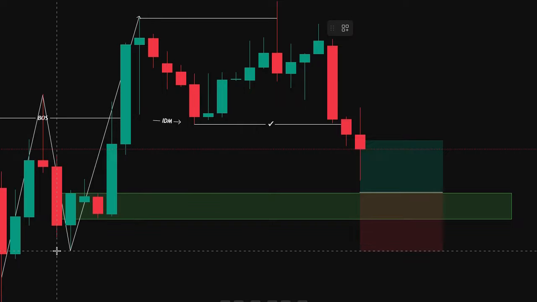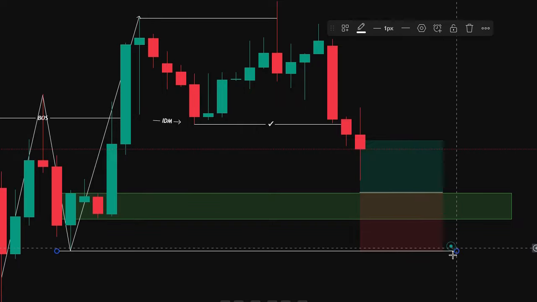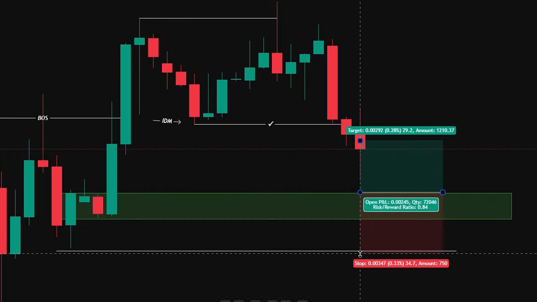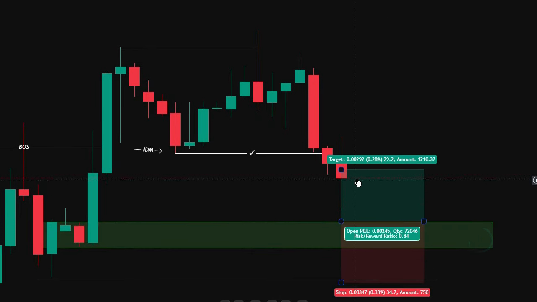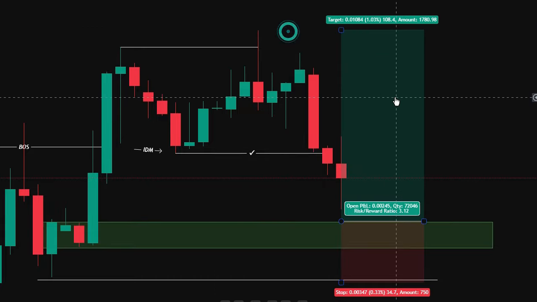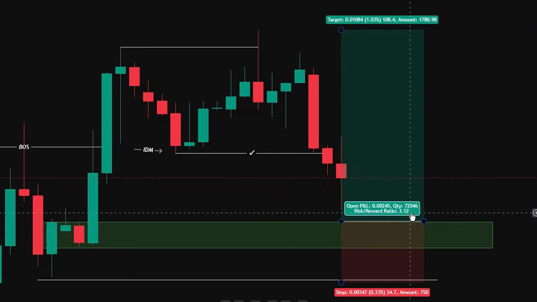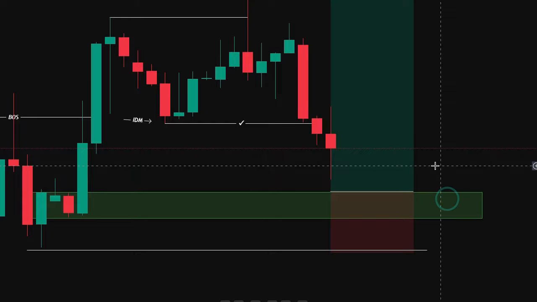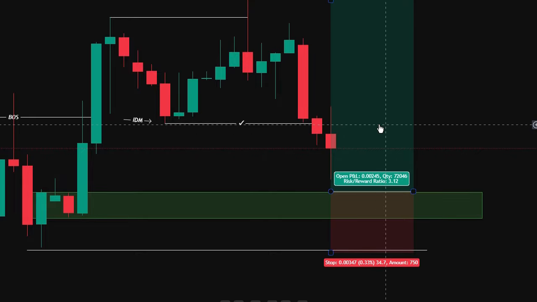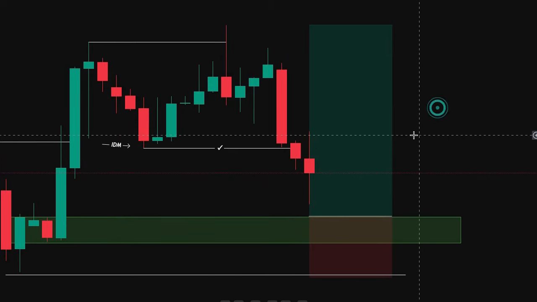So our stop loss definitely goes below this low, and we're going to target the recent highest structure. This is the recent high, and we can see that there is a 3:1 trade, which basically means we're getting $300 by risking $100. So this is a very good risk reward ratio, and let's play it out.